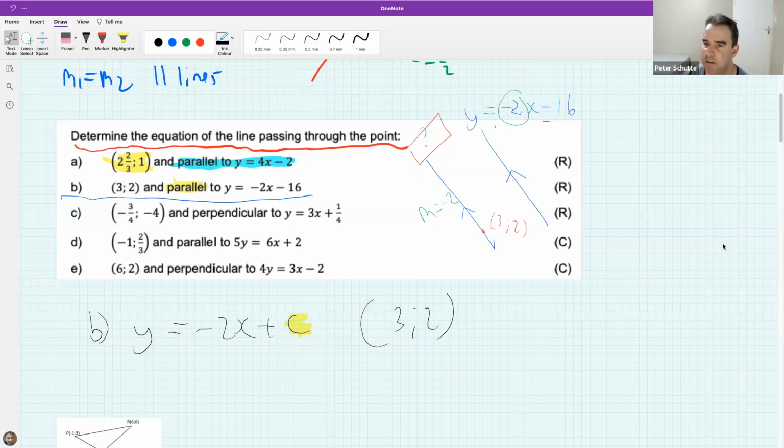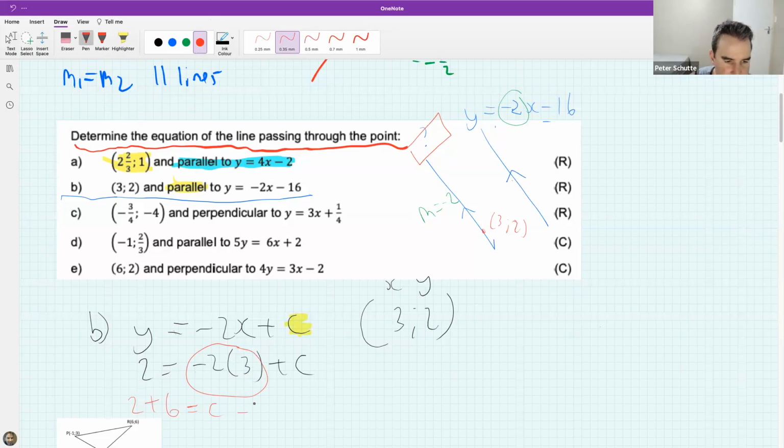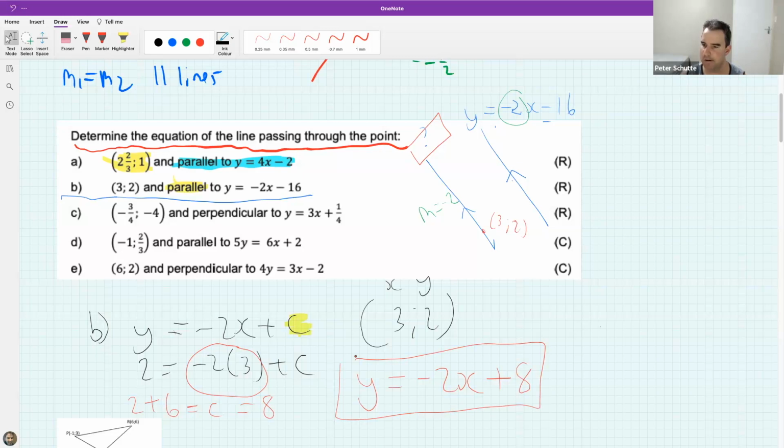Please explain the first one. Okay, so let's just say that this is X and this is Y. So the Y is going to be 2 and X is going to have to be 3. But now this is minus 6, but when it comes to the other side, it becomes plus 6. So I get 8, and then the final equation of the line is going to be minus 2x plus 8.